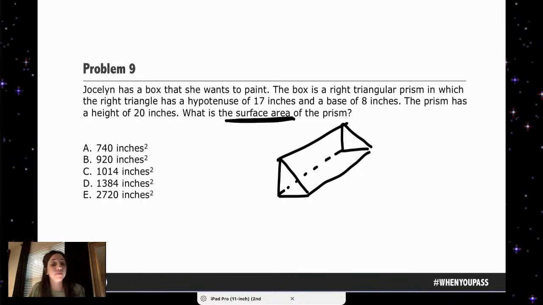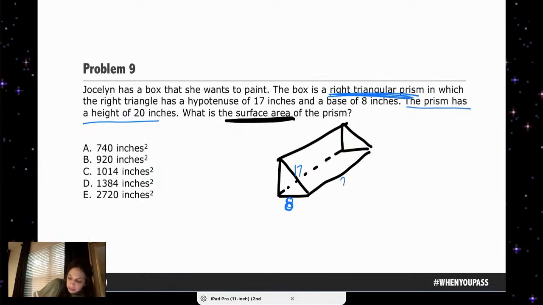And I'm going to label it. A hypotenuse of 17 and a base of 8. And the prism has a height of 20. That is not that value. The height of a prism is the length or the distance between my 2 bases. And I know the bases are my triangles because it's called a right triangular prism.